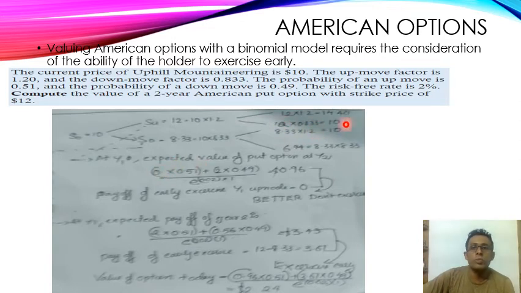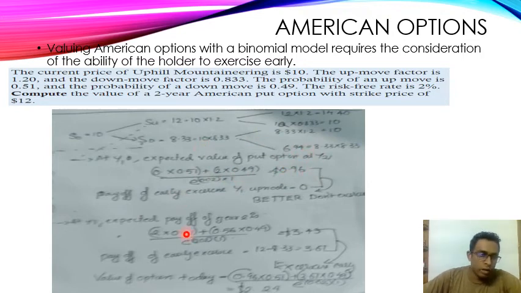So 0 into 0.51. In the down scenario it is 10 and my exercise price is 12. So it is lesser than my exercise price, so I'll be exercising the option. Since it is a put option, I have a right to sell at 12. So I'll gain 2, 2 into 0.49, and I'll be bringing this back to year 1. For that we'll be discounting with 0.02 into 1 year. So e raised to 0.02 into 1 year will give me 0.96.